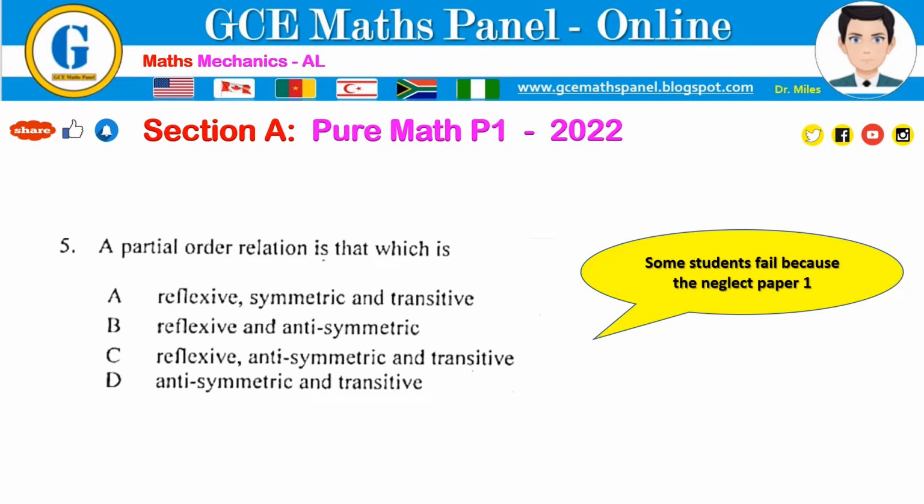So normally a partial order relation is a relation which is, first of all, transitive, and at the same time it is also anti-symmetric. Anti-symmetric does not mean it's not symmetric, okay? So it is anti-symmetric and it is transitive. So this is a partial order relation.